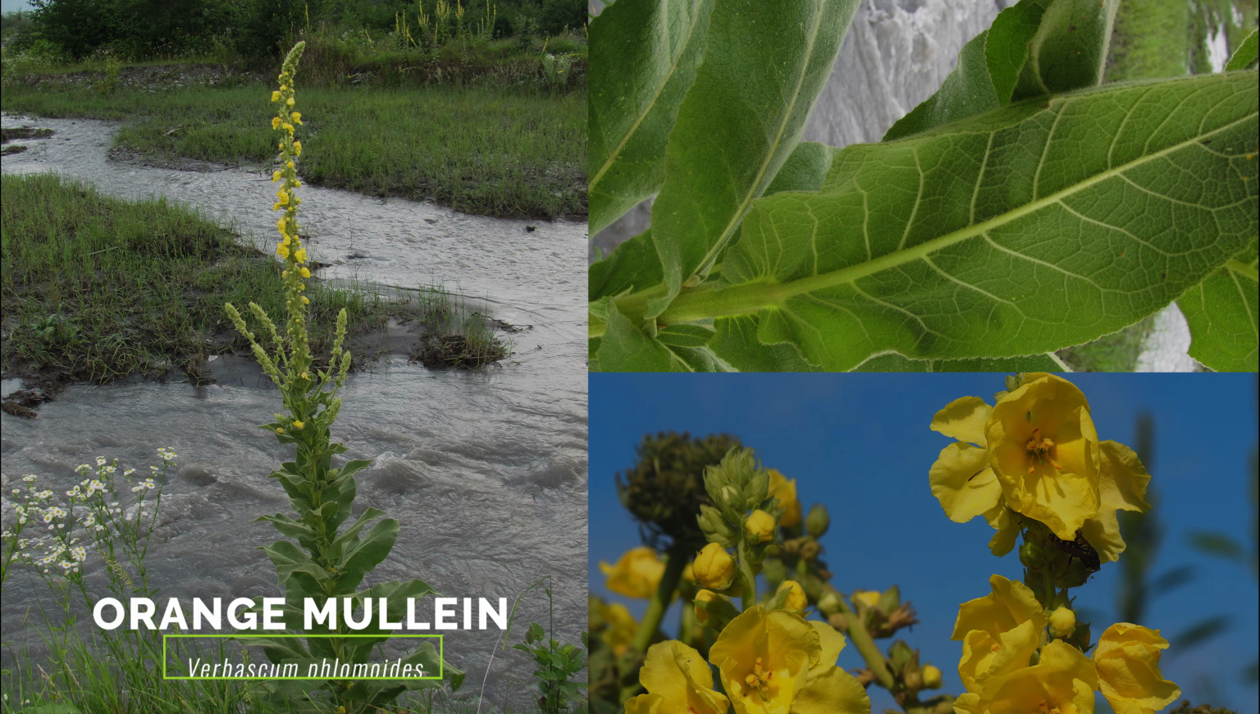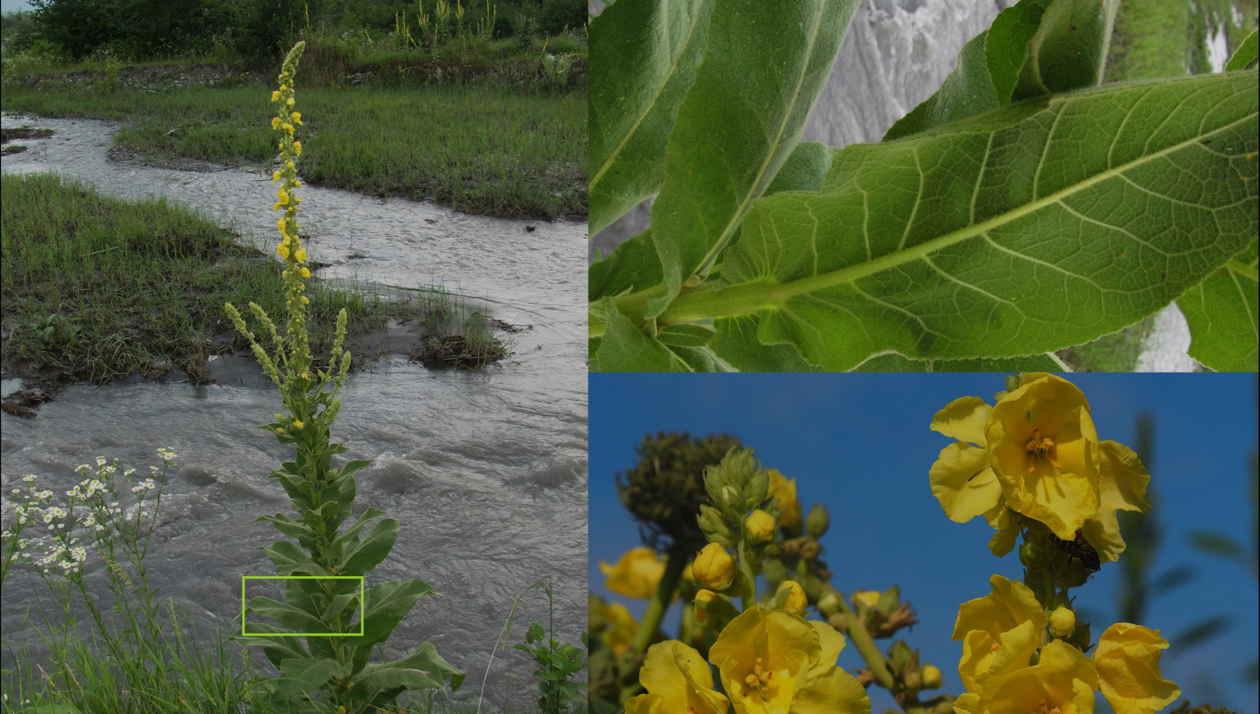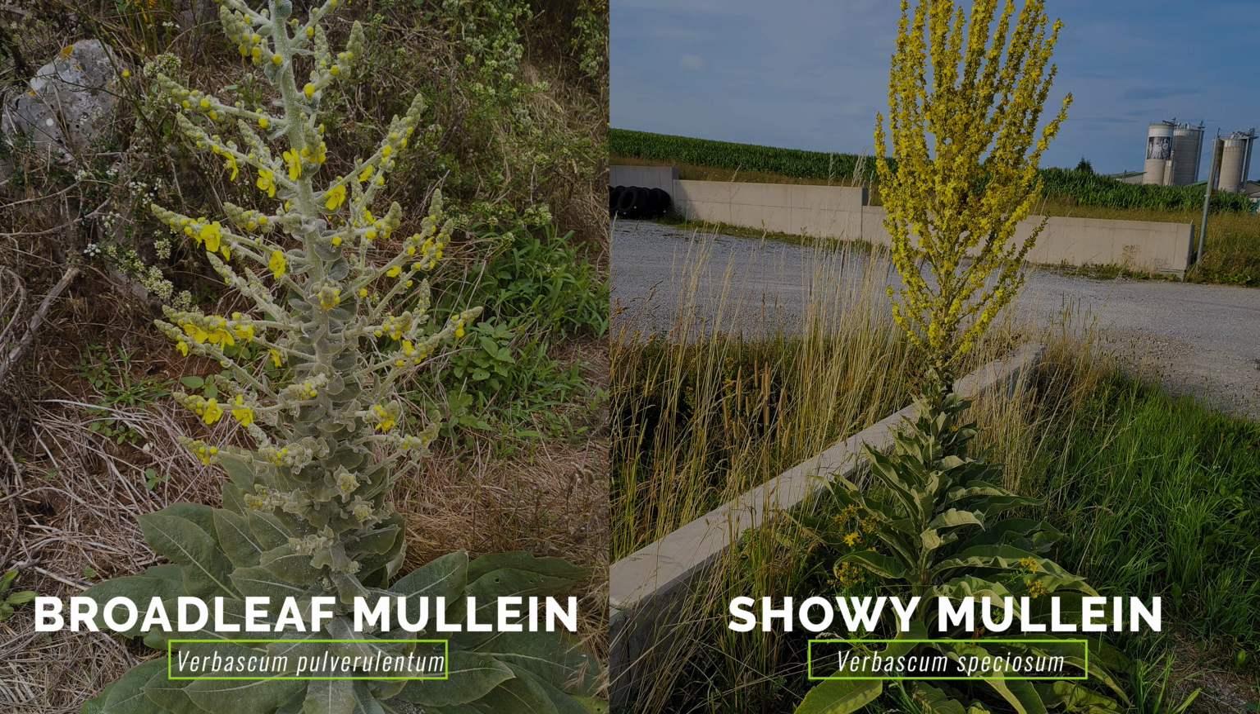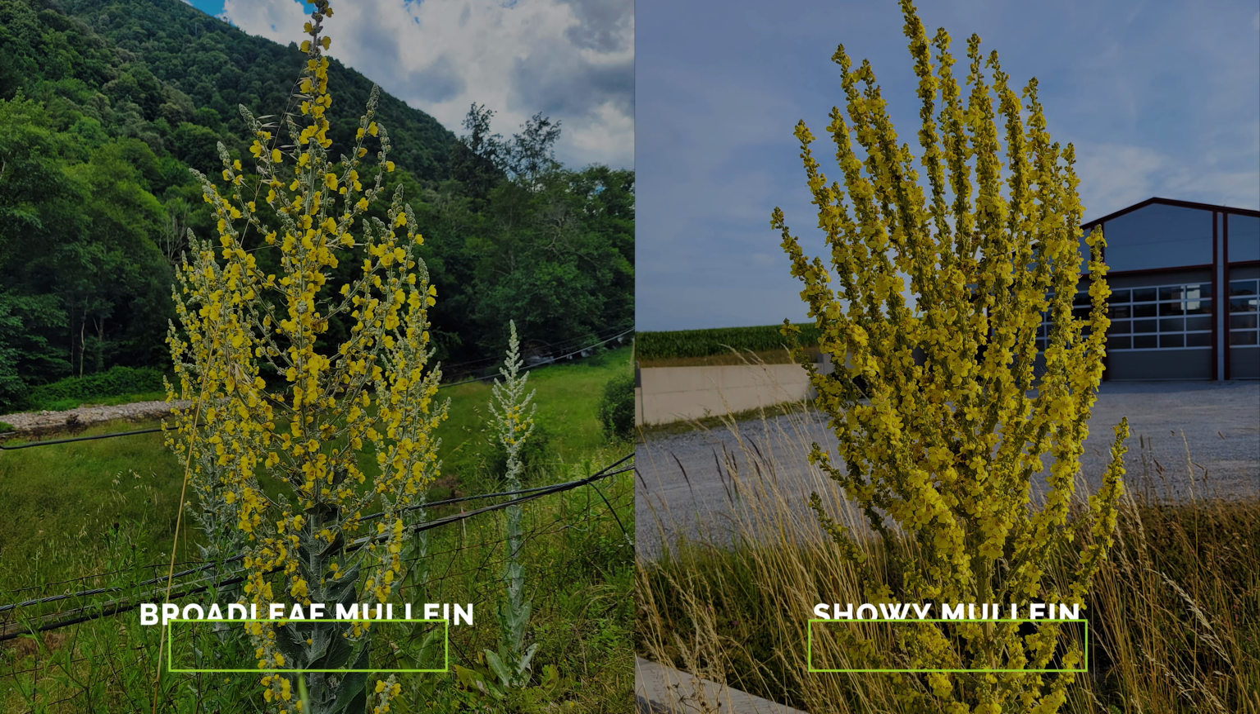Orange mullein has fuzzy leaves like common mullein, but its flowers are larger and much more sparsely scattered on the flowering stem. Broadleaf mullein and showy mullein are both infrequent introductions in North America that both have fuzzy leaves like common mullein, but the inflorescences of both species are densely branched, resembling candelabras.